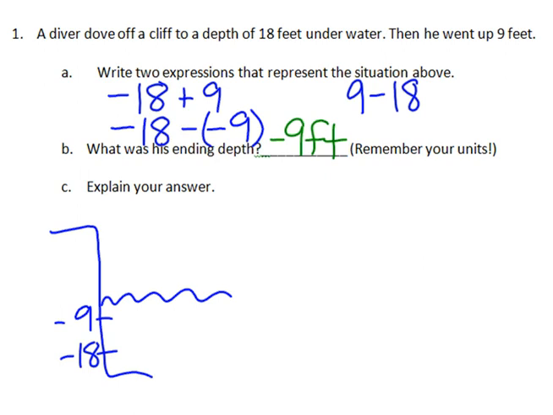You do need to make sure that you have units so that you don't lose half of a point on any questions that require units. Okay, and explaining your answer, same thing that I just explained. You could use a picture and describe what's happening in words to explain.